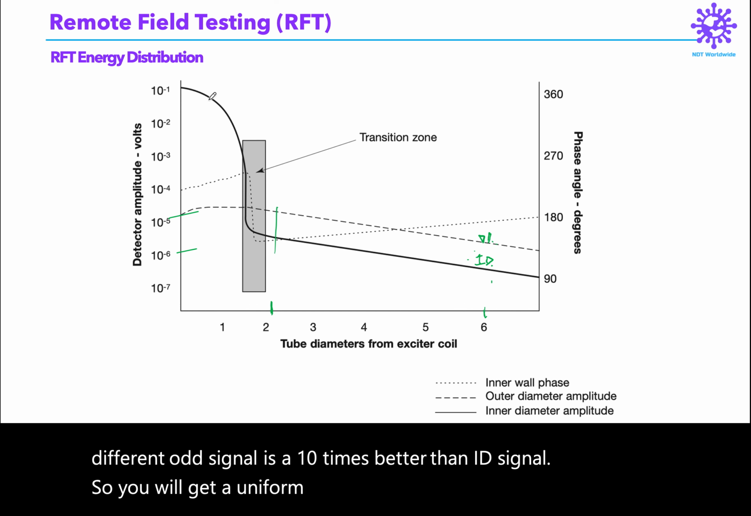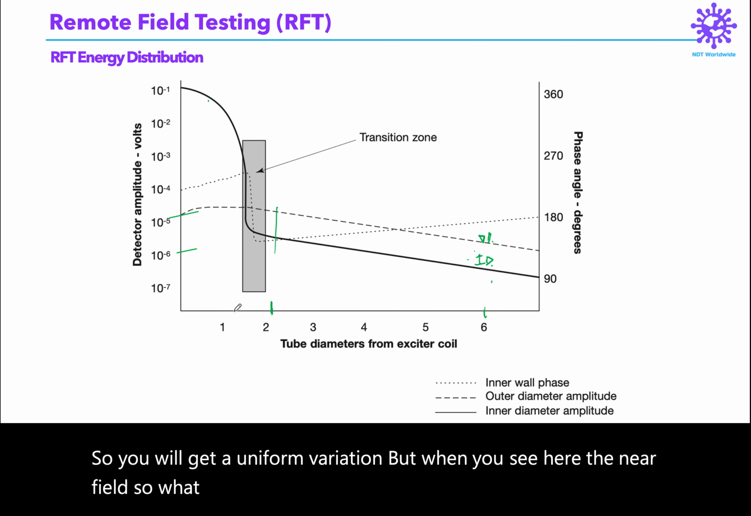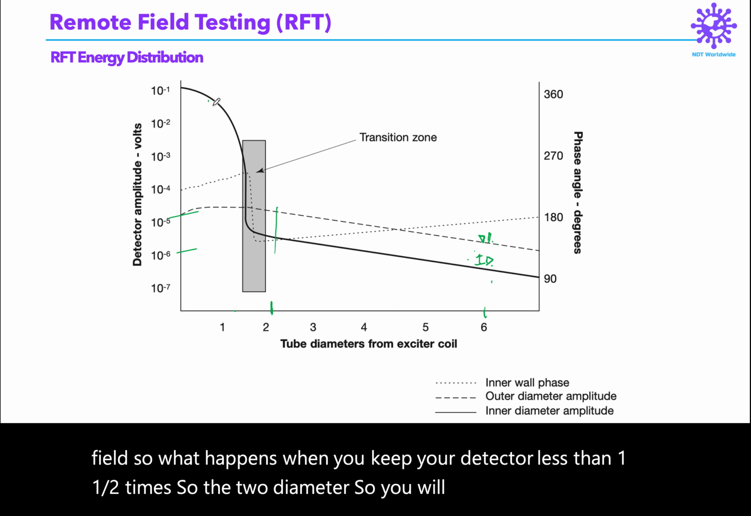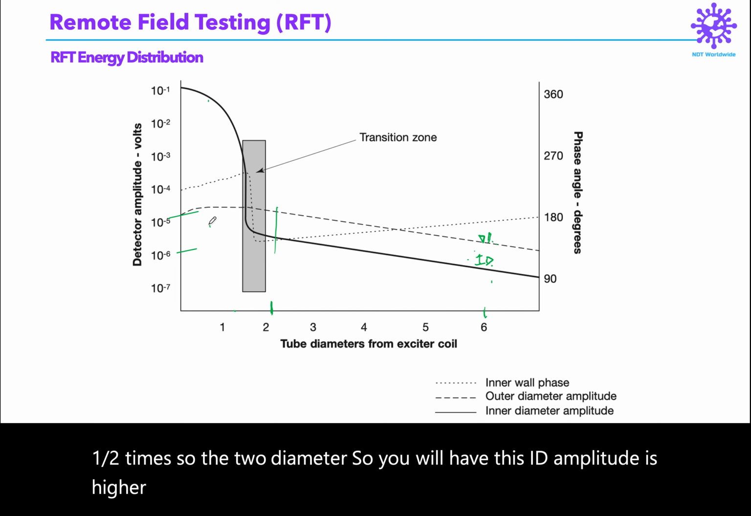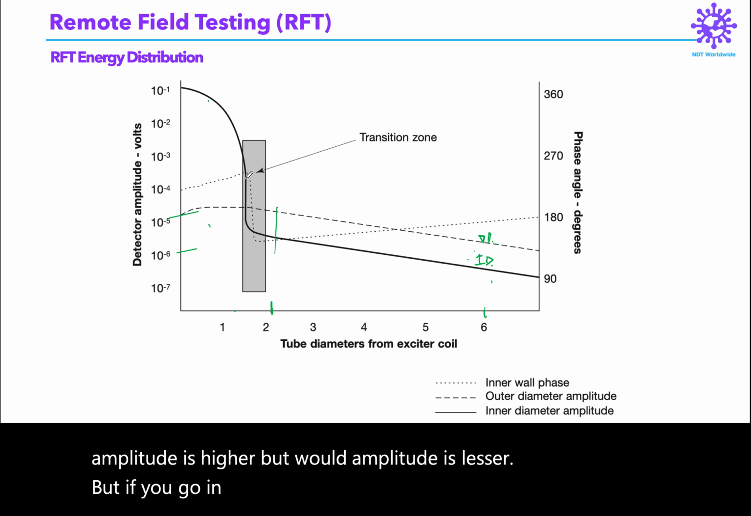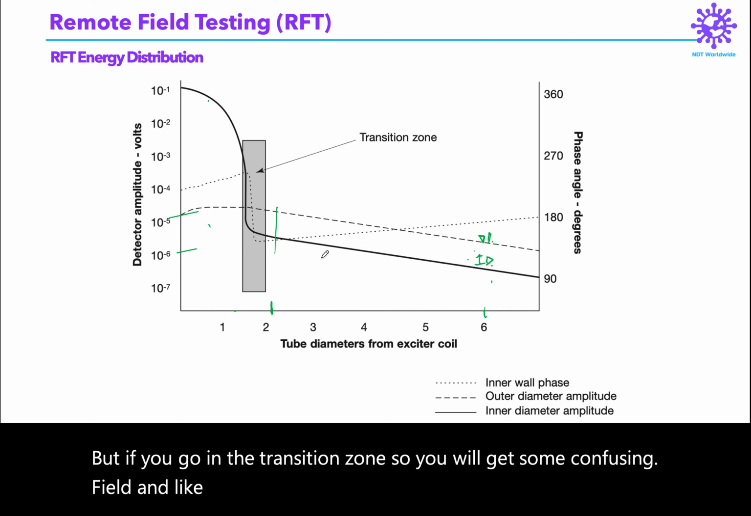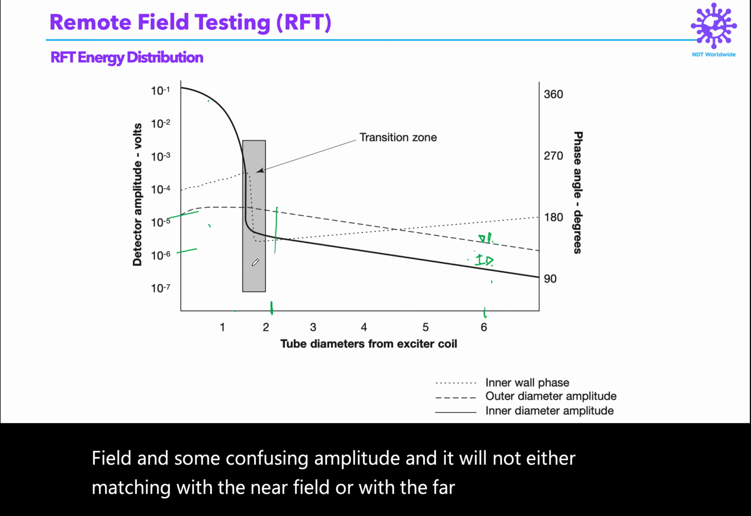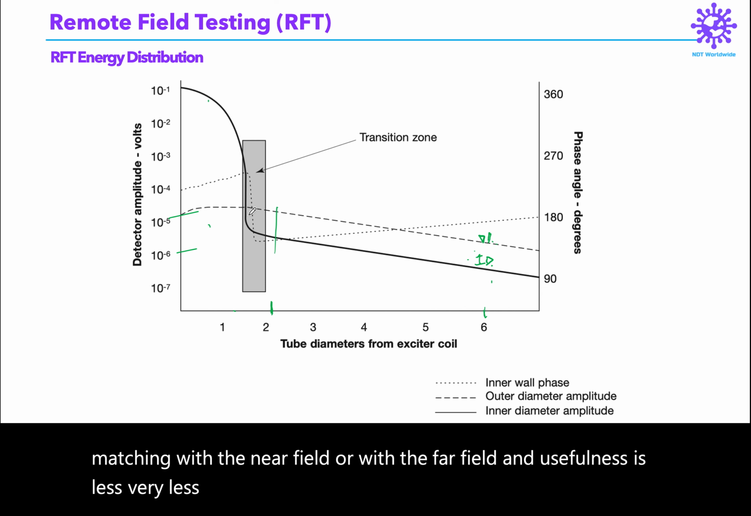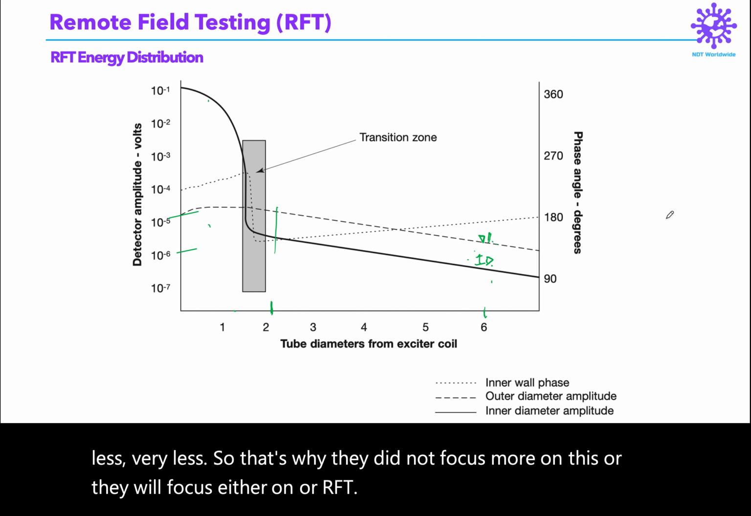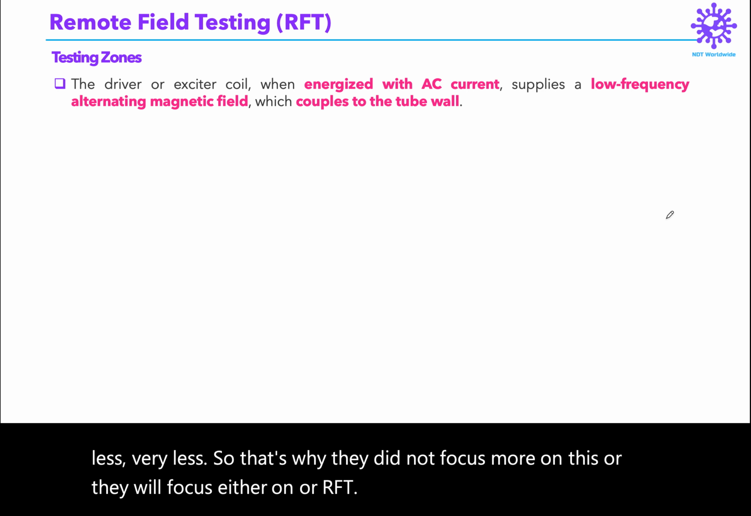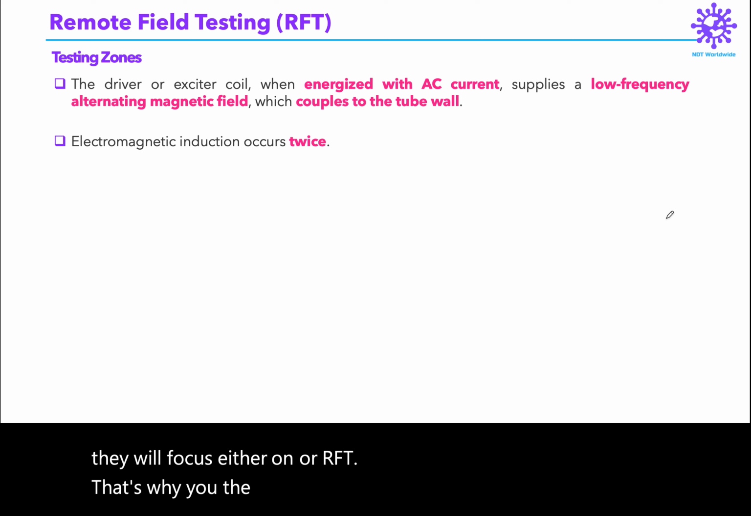But in the near field, when you keep your detector less than 1.5 times the tube diameter, the ID amplitude is higher but the OD amplitude is lesser. If you go into the transition zone, you will get a confusing field and confusing amplitude, which does not match either the near field or the far field, and its usefulness is very less. That's why they did not focus more on this. They will focus on either NFT or RFT. That's why they classified the zones into 3 zones.